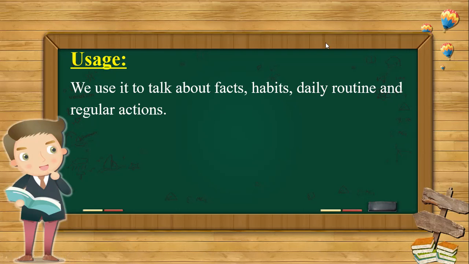Okay, so we talked about facts, habits, daily routine, and regular actions. Regular actions also means the actions that I repeat a lot, like I go to the club. I repeat going to the club many times, not just one time. It may not be at fixed times, but I repeat it a lot. So with all of these things I use the present simple.